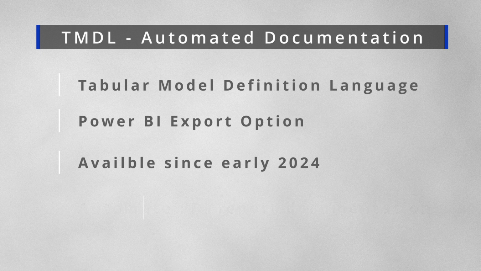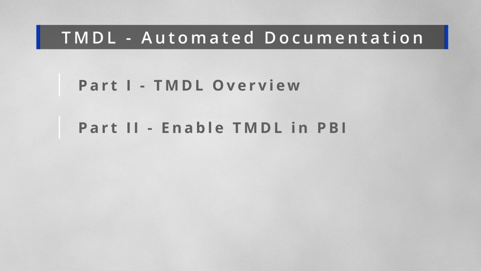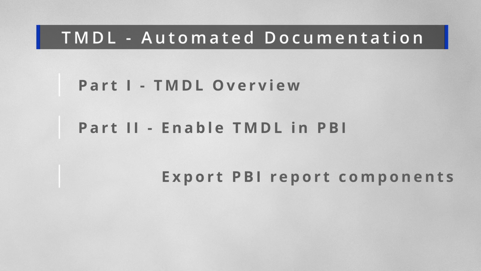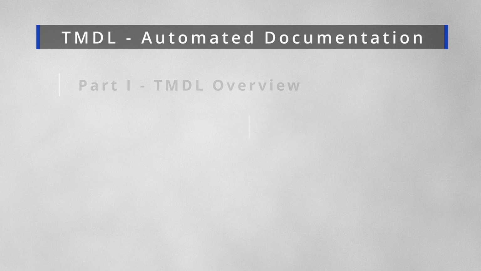This video is going to be split into three parts. The first part is defining what is TMDL and the extent of which we can use it. The second part of this video is going to be exploring how we can activate the option of TMDL in Power BI alongside how to export the Power BI tables, relations, measures into text files. And then the last part of this video is going to be exploring how we can automate the documentation of our Power BI report using the TMDL files exported alongside the widely available AI options.